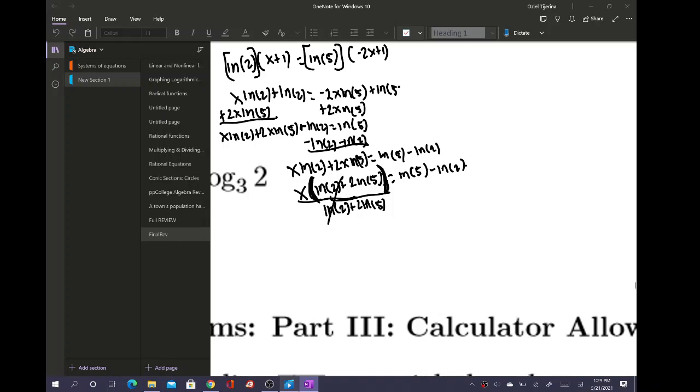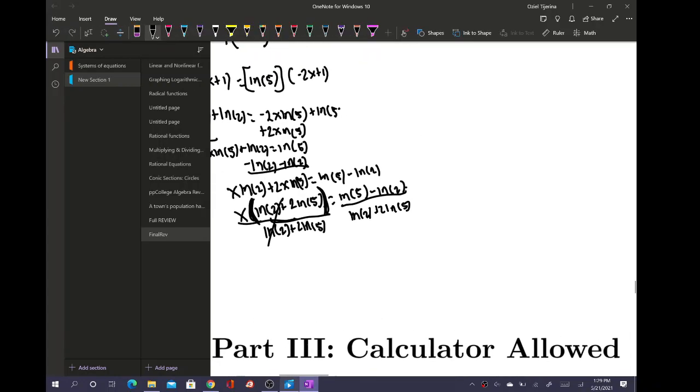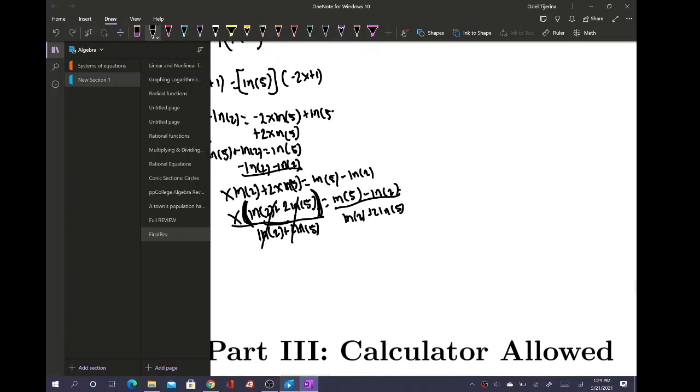Okay, so then you divide both sides by ln of 2 plus 2 natural log of 5, right? These two cancel out, so this all cancels out, right? All of this. You get x equals the natural log of 5 minus the natural log of 2 over the natural log of 2 plus 2 natural log of 5, right?